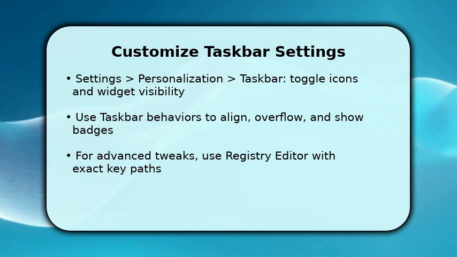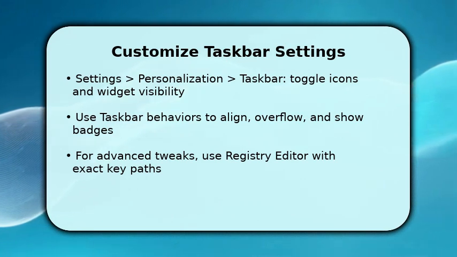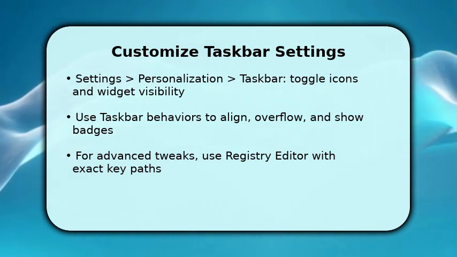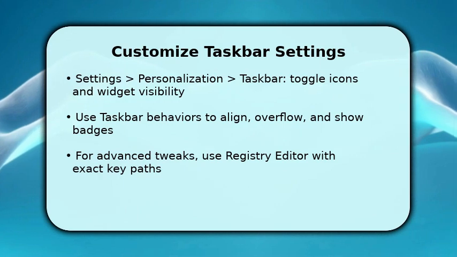If you need precise control, like restoring the classic tray, you'll use Registry Editor. Make sure to paste exact registry paths and export the key first. These detailed actions modify how Explorer renders the bar. So restarting Explorer applies the changes immediately and shows you the result.